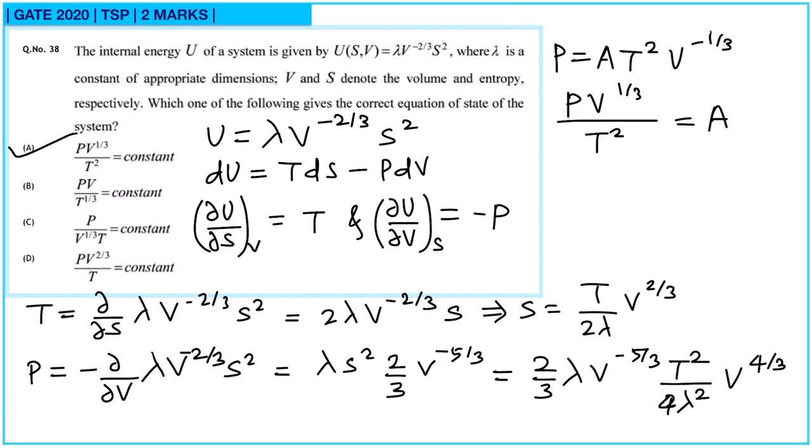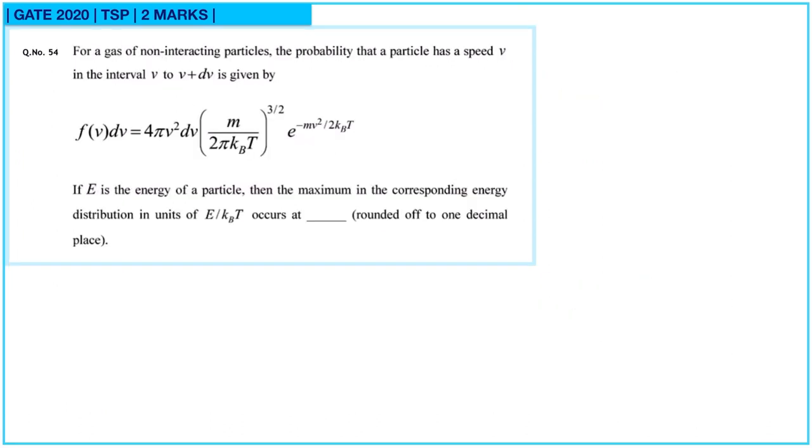Next question. For a gas of non-interacting particles, the probability that a particle has a speed v in the interval v to v plus dv is given by this equation. If E is the energy of a particle, then the maximum in the corresponding energy distribution in units E by kBT occurs at. So this F(v) is given.